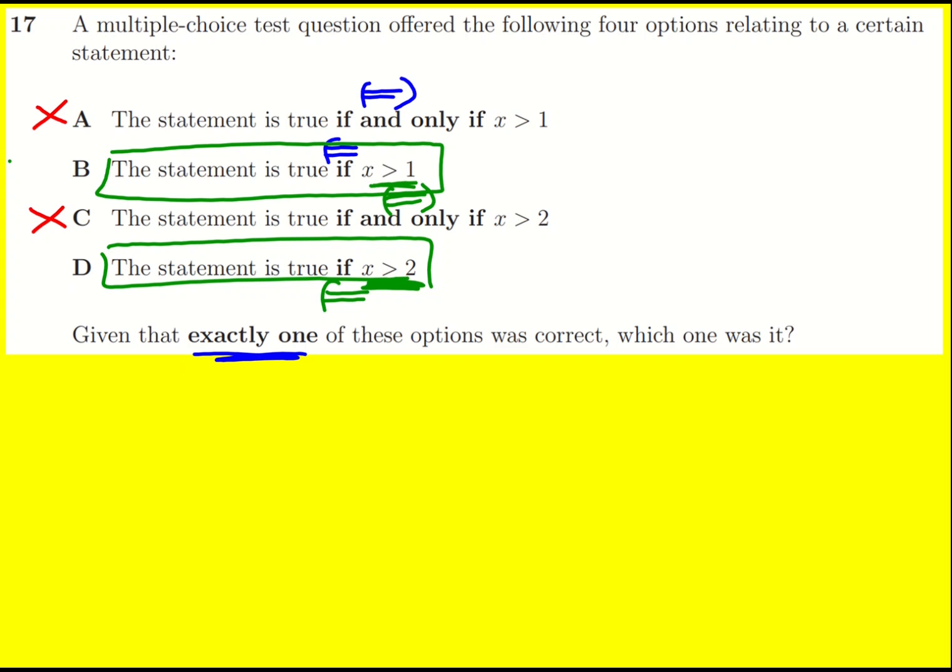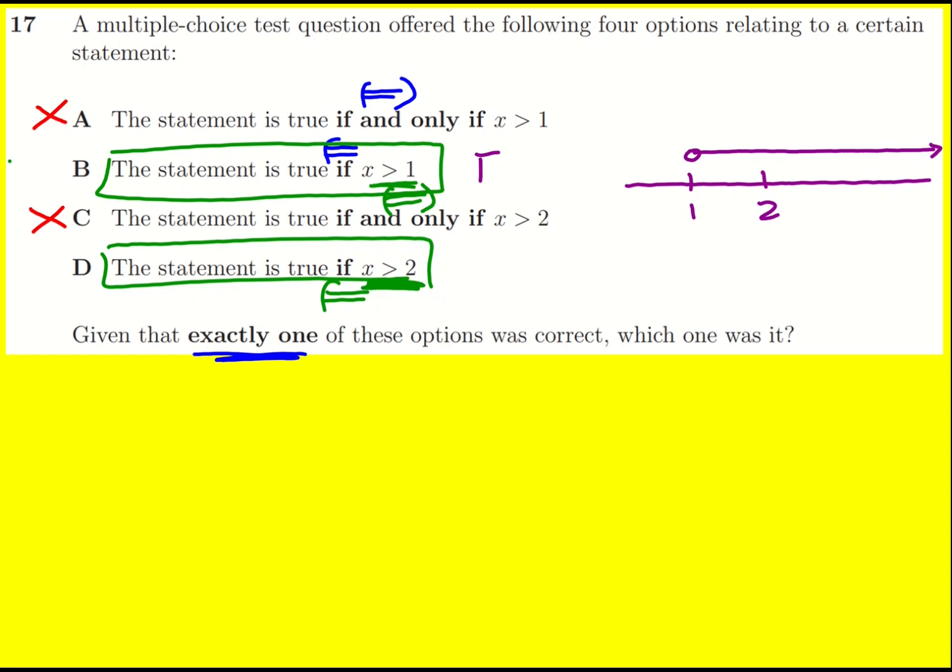So what I'm going to do is assume, first of all, that B is true. That means that the statement is true if x is greater than 1. So I'm just going to draw a little number line. I've got 1 here, and I've got 2 here, and we're saying this is true, so the statement is true for all of these values here.